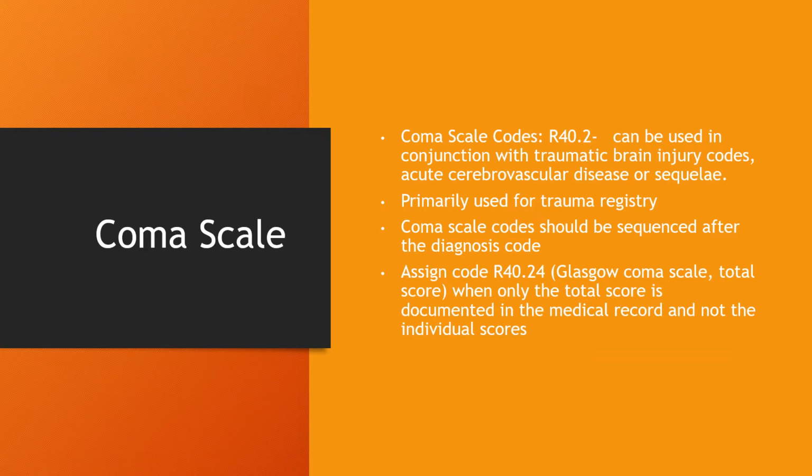Coma scale codes fall under category R40.2. These can be used in conjunction with a traumatic brain injury code or an acute cerebrovascular disease or sequela. They're primarily used for the trauma registry. The Coma scale code should be sequenced after the diagnosis code. You can assign code R40.24 for the Glasgow Coma scale, which is a total score, when only the total score is documented. Otherwise, assign codes for each of the individual scores.